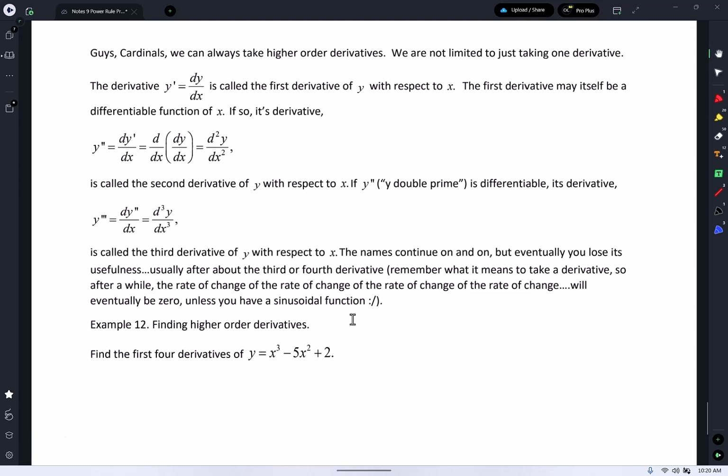You can always take more than one derivative. You can take 2, you can take 3, you can take 4. It does mean something in real life, but right now let's just talk about the notation. So check it out. Here you can see the notation d dx. I'm taking the derivative of dy dx. So this is the notation for the second derivative.